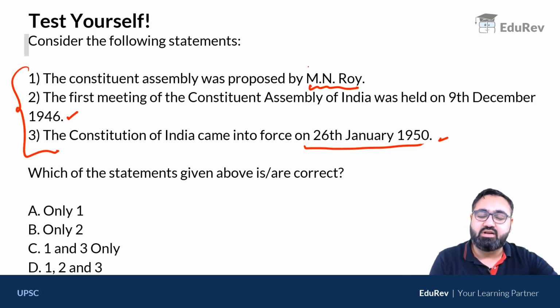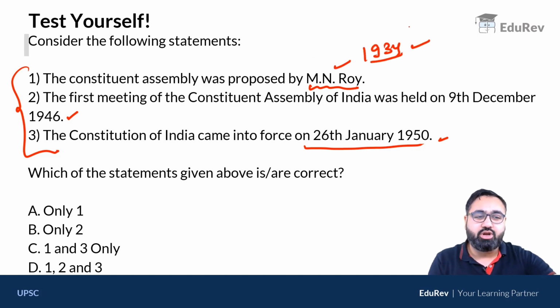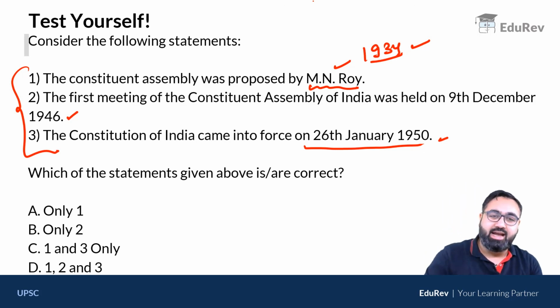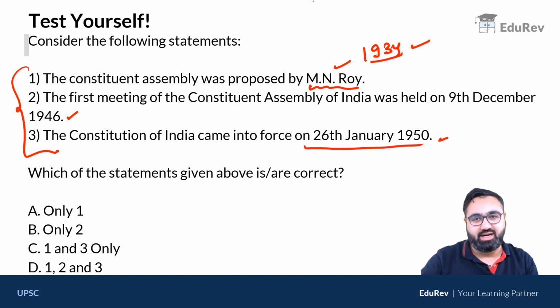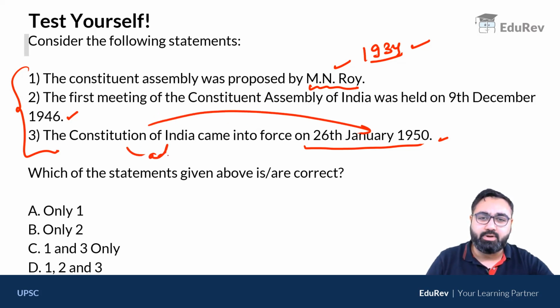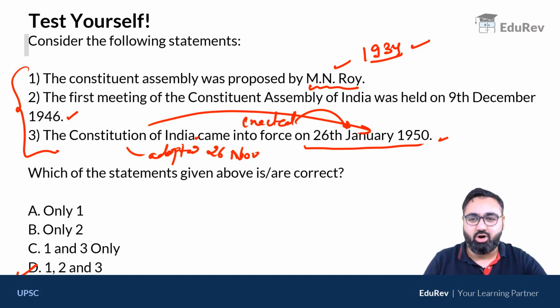We had discussed in the very first class of this chapter, M.N. Roy was the first Indian in 1934 to give this idea that Indians should make their own constitution and no one else. In 1938, Congress also gave support to this idea. The second statement is also correct as we have just studied, and the third is also absolutely correct. Remember, the Constitution came into force on this date and it was adopted on 26 November. So do remember the difference between adopted and enacted. Enacted would be on 26 Jan. So the answer here is D. All of these are correct.